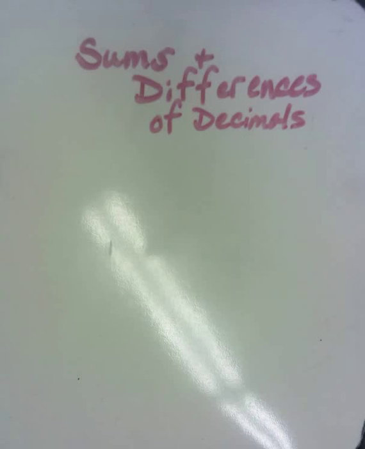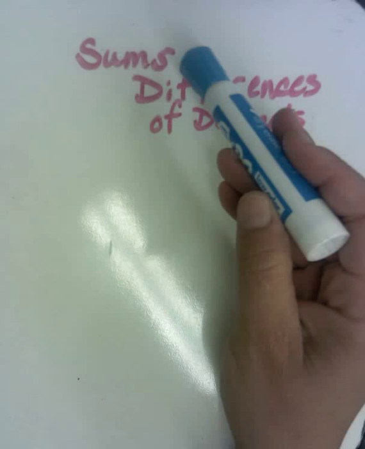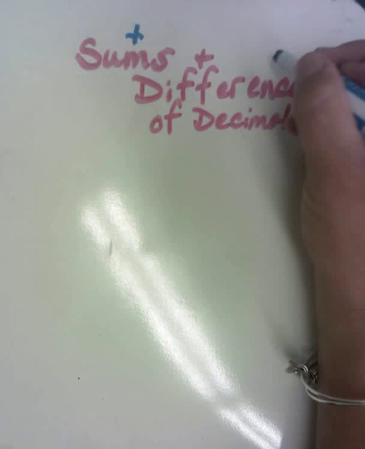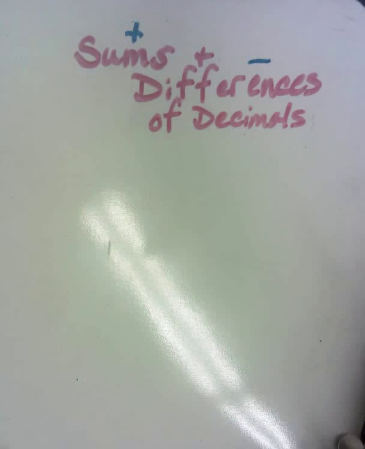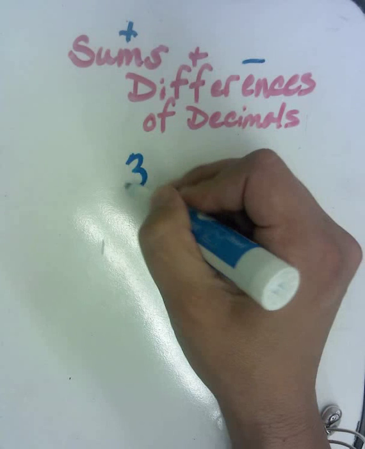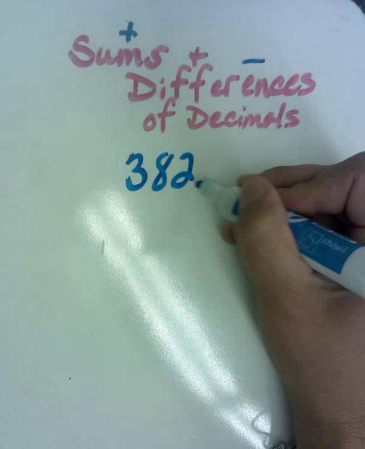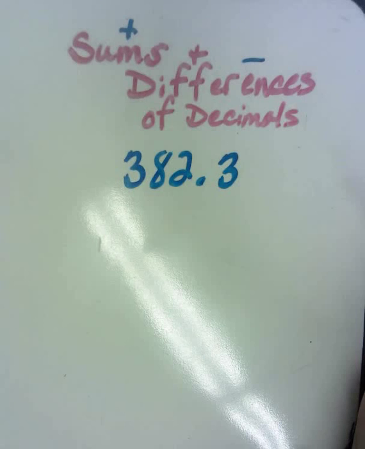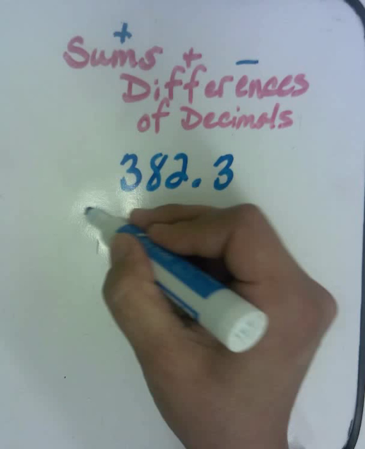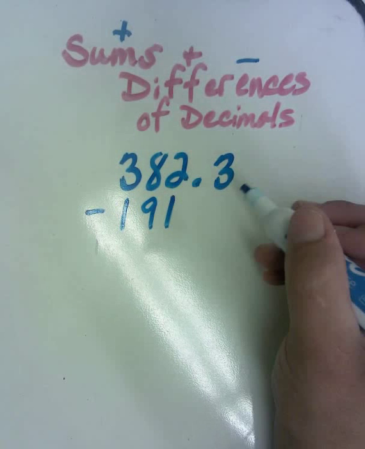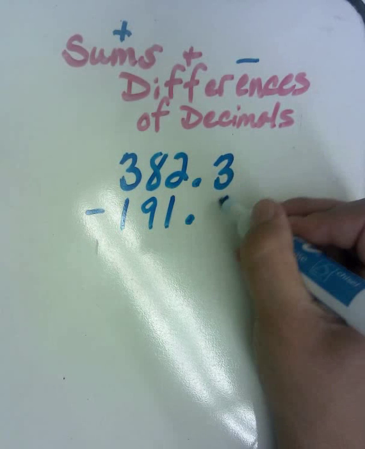Okay, so we're going to take a look at, first of all, a sum is when you add, and a difference is when you subtract. So we're going to do both. First one we're going to try is 382 and 3/10. This has to go in the tenths place. Minus 191 and 87 hundredths. So, you notice how there's no number up here.